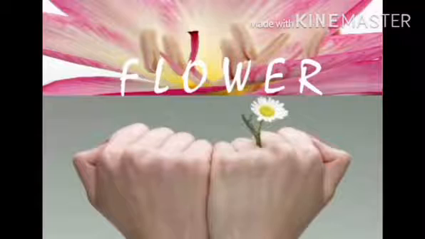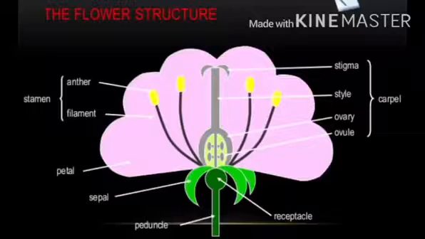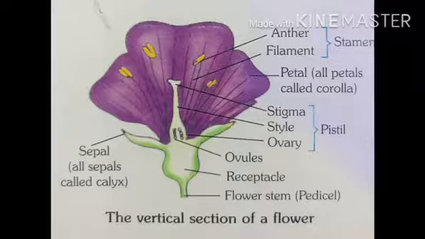Now I am going to tell you about the flowers and fruits. First I tell you the structure or vertical section of the flower, like anther, filament, petal, stigma, style, ovary, ovule, receptacle, flower stem, and sepal. All sepals together are called calyx. The male part of the flower is the stamen, which contains anther and filament, and the female part is called the pistil or carpel, which contains stigma, style, ovary.